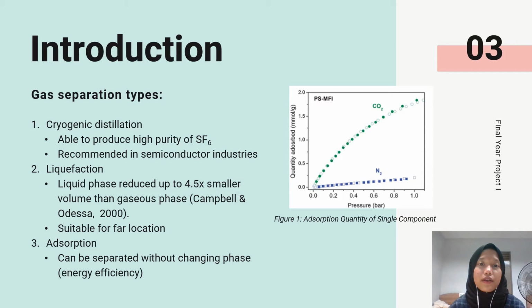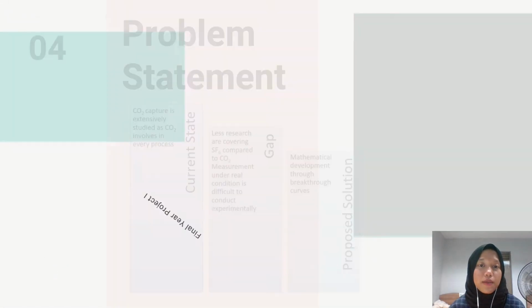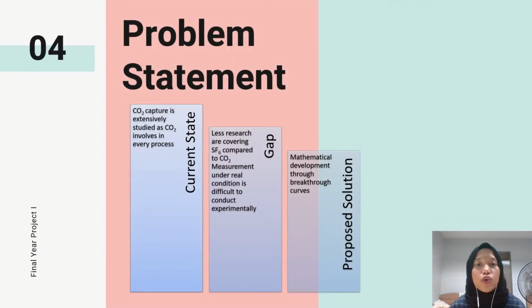So the second part is our problem statement. Many studies have been conducted on carbon dioxide. Carbon dioxide capture has been extensively studied as carbon dioxide is involved in every process. Since there are many articles and papers on the usage of carbon dioxide, we have seen a gap where less research covers SF6 compared to carbon dioxide measurement under the real condition.